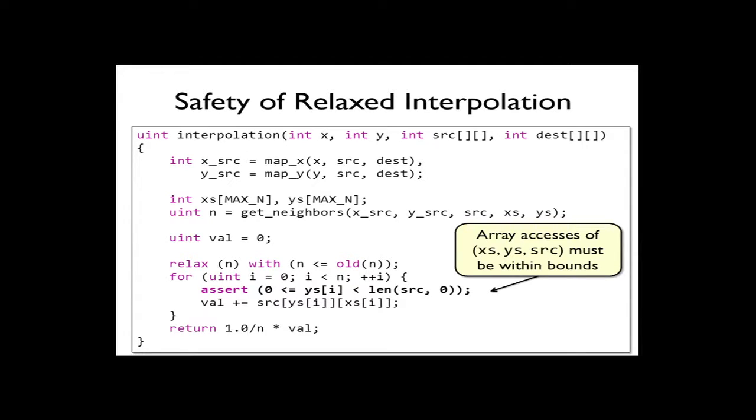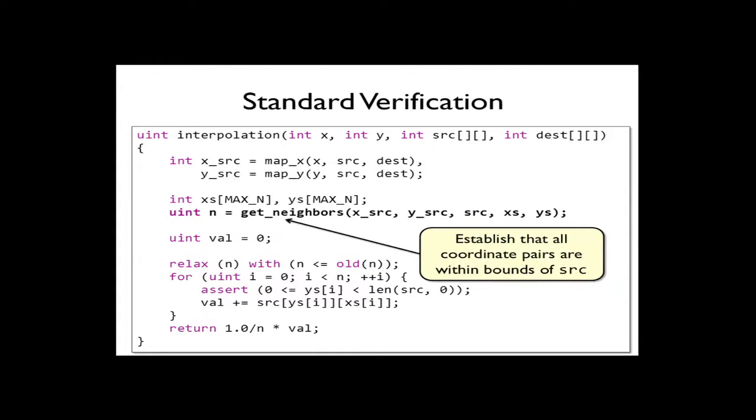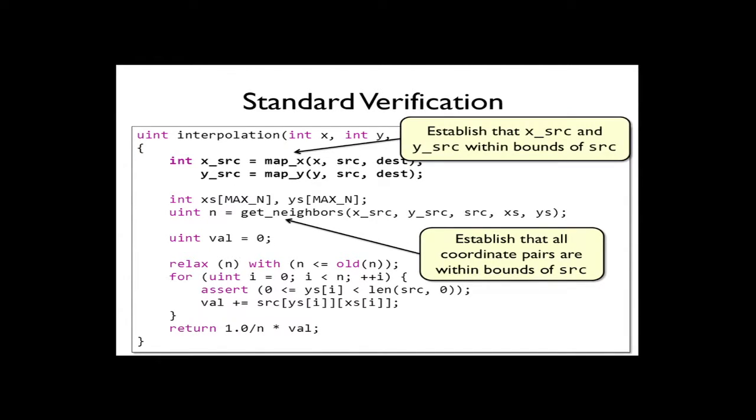And the thing to notice here is that if we wanted to verify this outright, if we wanted to just go and do a proof of the correctness of this new relaxed program, what you'd see is that we'd really need to look backwards in the program. We'd actually need to verify this getNeighbors function, that we need to establish that all these coordinate pairs that we get are actually inside the bounds of source. And even more, we'd also need to establish that this original coordinate that we're choosing is going to be inside the bounds of source.